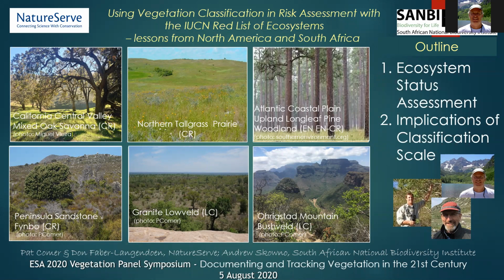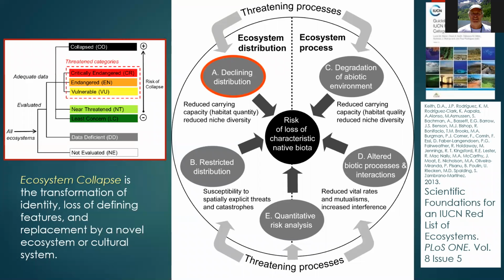We will provide a brief background on ecosystem status assessment and then use each case example to illustrate the implications of classification scale on assessment results. Scientific foundations for the Red List of Ecosystems were based on a series of global expert forums and publications. While intended to work in parallel to the Red List of Threatened Species, the process addresses ecosystem types.